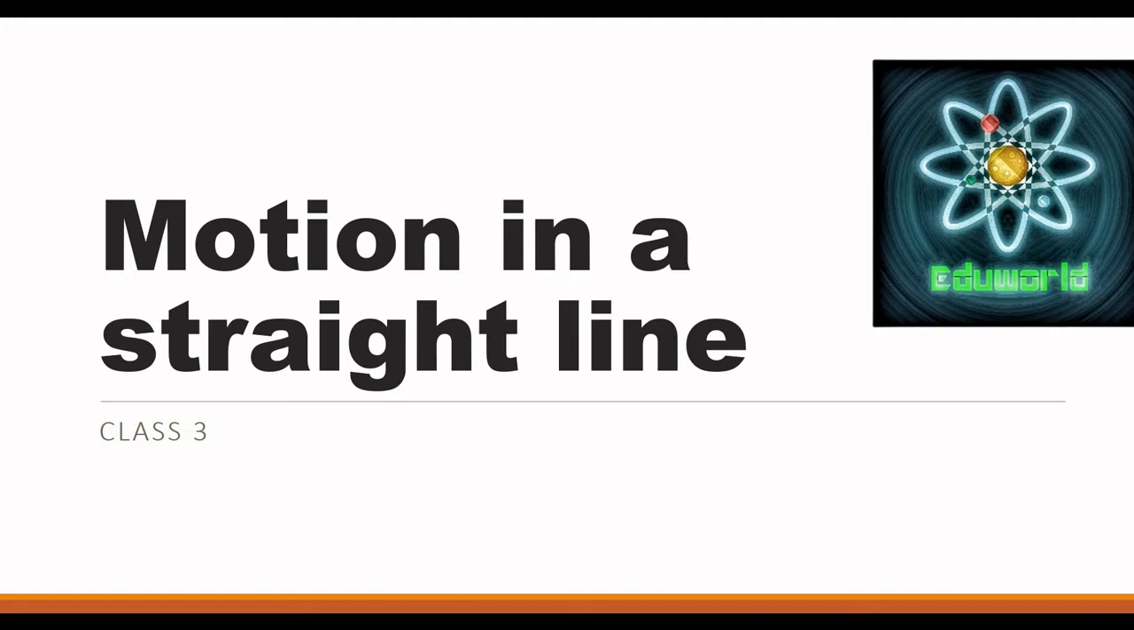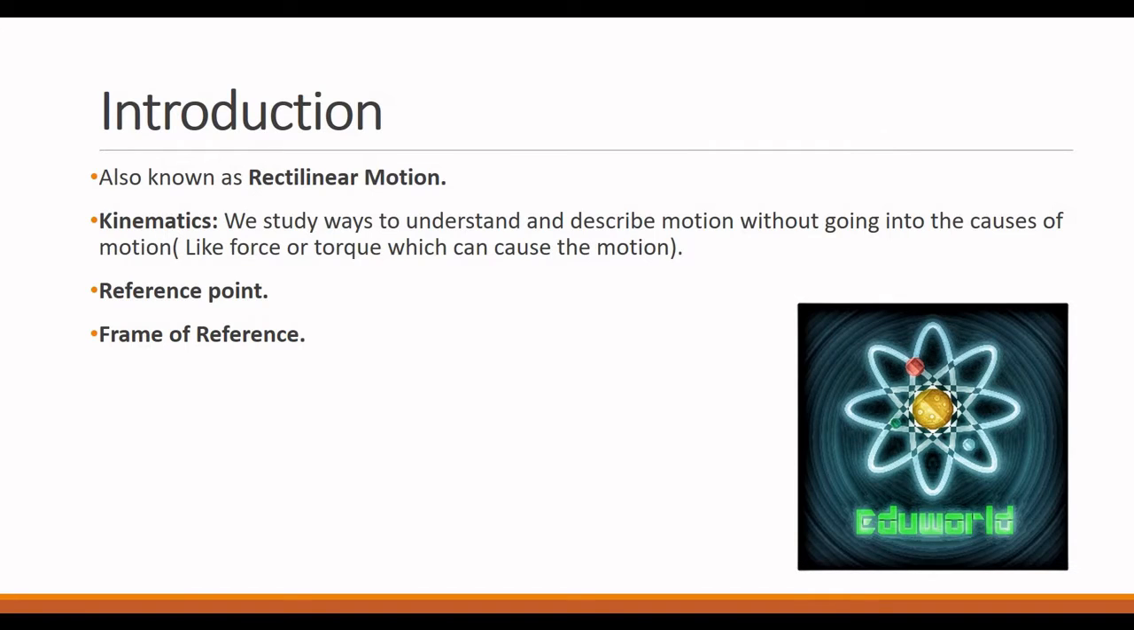So from the name of this chapter you can easily understand that here we are going to talk about motions. Motion means that something is moving, and as this motion is in a straight line, it is also called rectilinear motion. And the subject in which we study ways to understand and describe motion without going into the cause of motion is called kinematics.